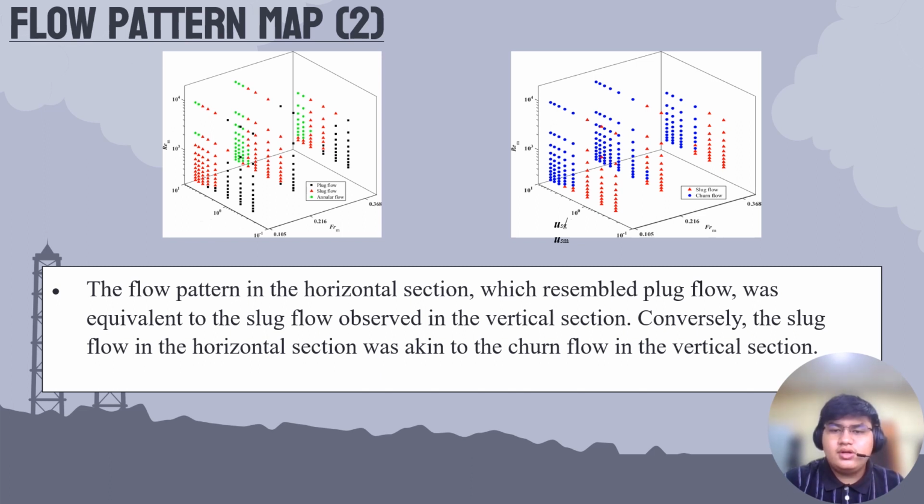When the USG or USM values were low, the vertical section displayed slug flow, while in the horizontal section, buoyancy caused the bubble to rise to the upper part of the pipe, resulting in plug flow. In contrast, at high USG or USM values, the horizontal section exhibits slug flow due to significant inertial forces of the bubble, whereas in the vertical section, the bubble is disintegrated, leading to the formation of churn flow.